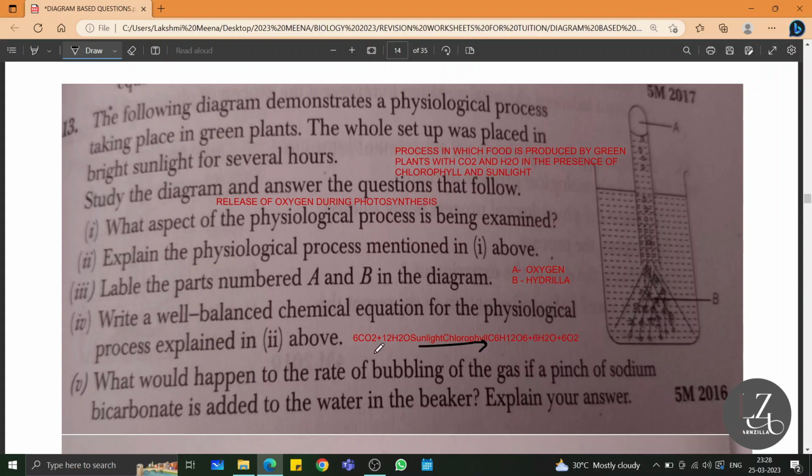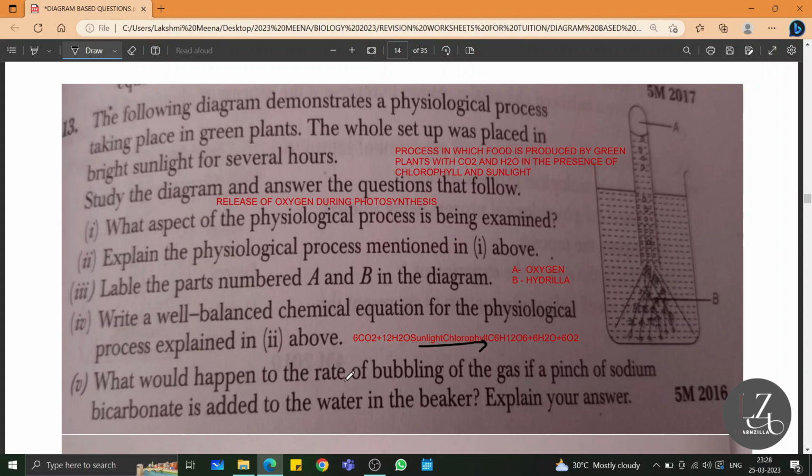So please learn the well balanced chemical equation of photosynthesis. Do practice by writing, and this will help you for the exam. Short question, please don't miss it.